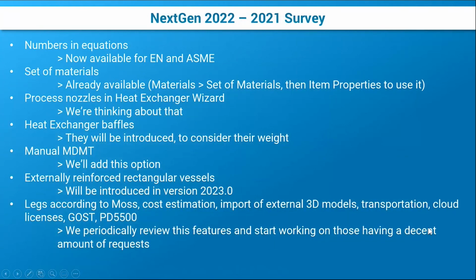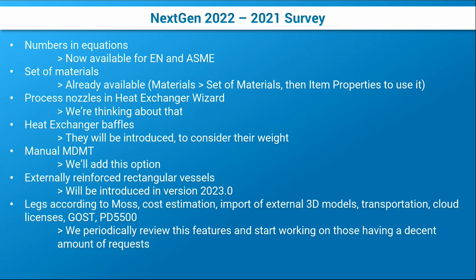What else? We sent you a survey a few months ago, in autumn 2021, asking about the status of your relationship with us and with NextGen, and we received some feedback from you. I want to address some of these feedbacks. For instance, the numbers in equations was something that has been asked, and as I showed you, is now available in both EN and ASME codes.